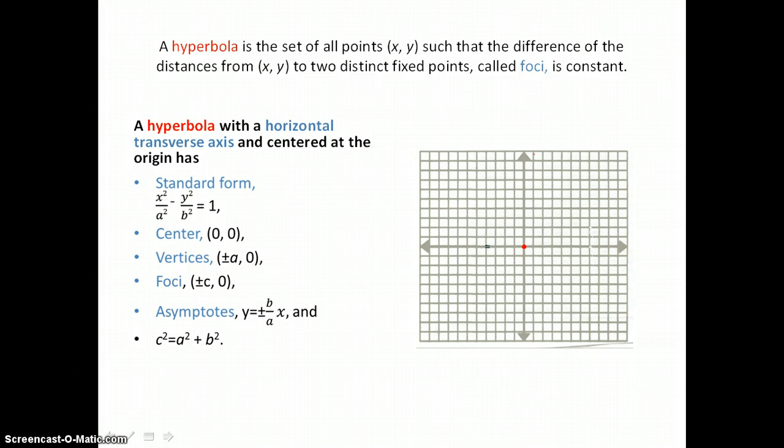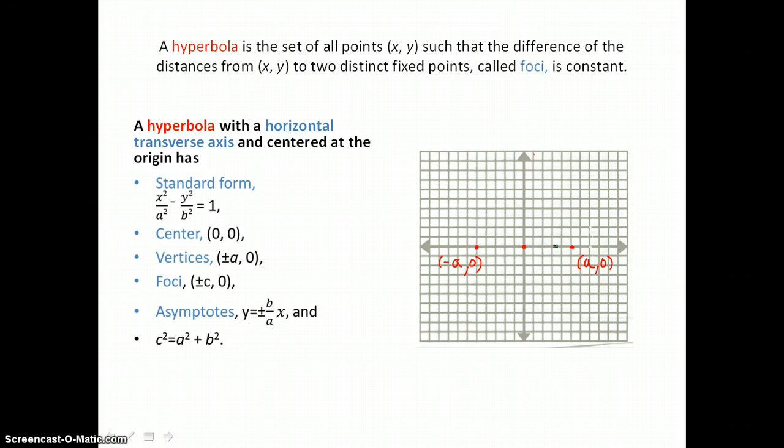The vertices are on either side of the center on that transverse axis, and they're a distance of a units from the center. So this vertex is located at (a, 0), and this vertex is located at (-a, 0).